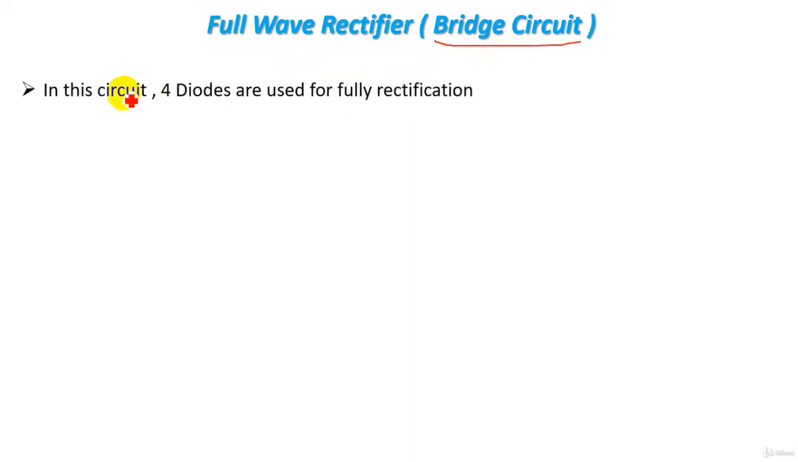Hello everyone. In this tutorial, we will understand another rectification circuit for producing high voltage DC. This circuit is a full wave rectifier but with a bridge circuit. So, this circuit is for producing high voltage DC. In this circuit, 4 diodes are used for full rectification.